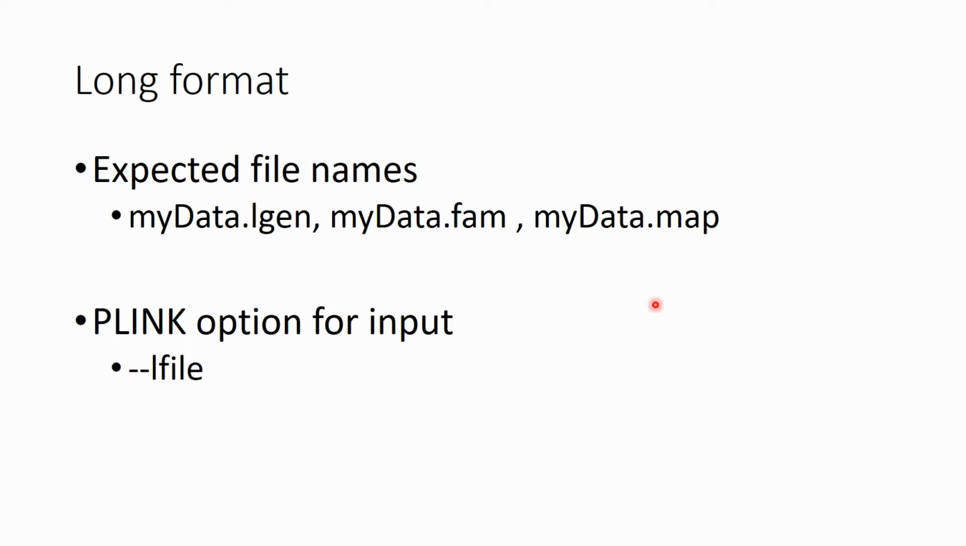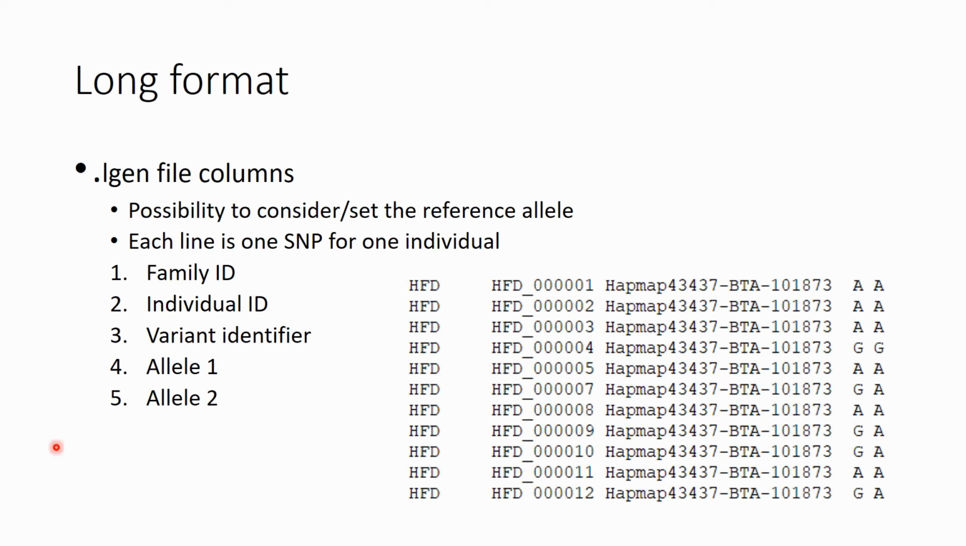And if you want to read it in or use this in PLINK, you need to use the --lfile option. I mentioned that we already saw these files in the Genomics Bootcamp, because if you remember, if you want to transform data from the so-called final reports to PLINK files, transforming them into LGen files is a very convenient middle step. So how do these LGen files look?